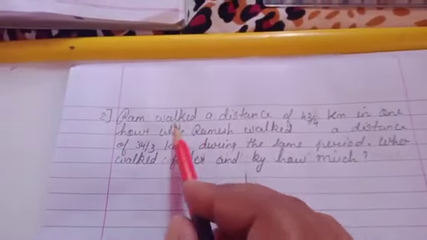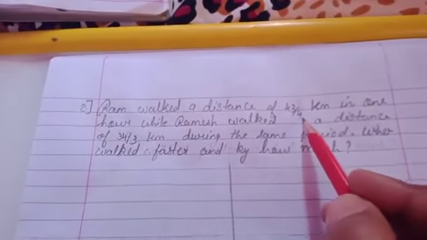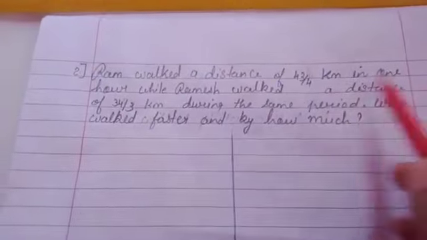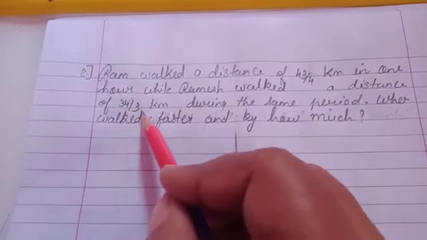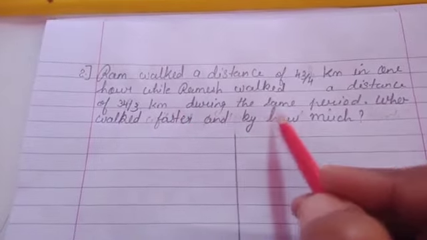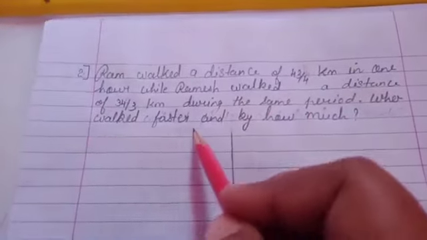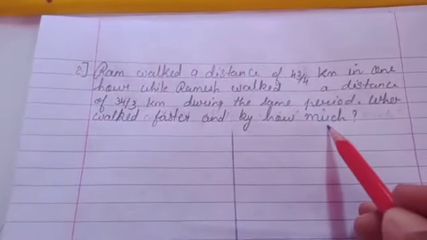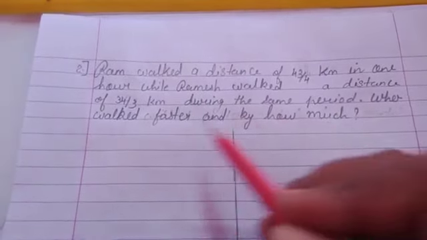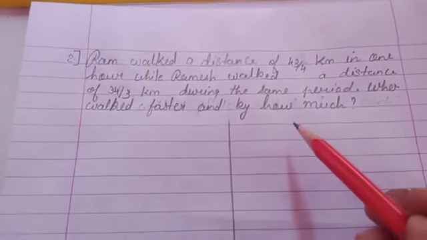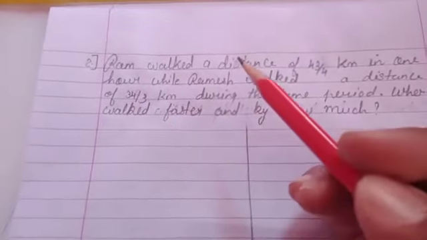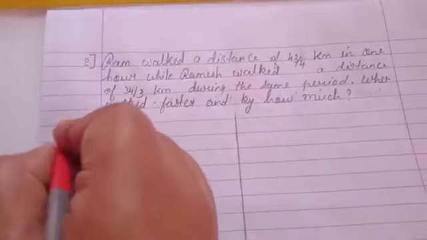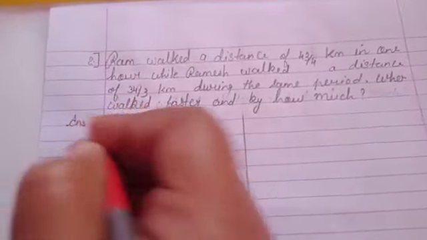Number 2. Ram walked a distance of 43 upon 4 km in 1 hour, while Ramesh walked a distance of 34 upon 3 km during the same period. Who walked faster and by how much? So we have to find here who walked faster and by how much. So how will we find? We will subtract these two fractions and we will find.